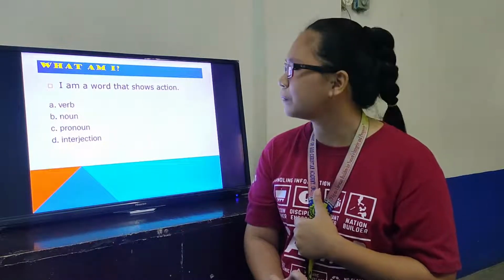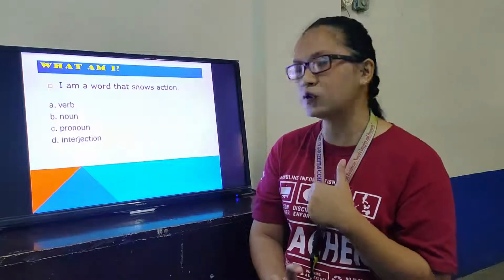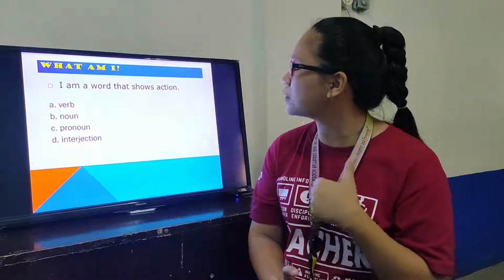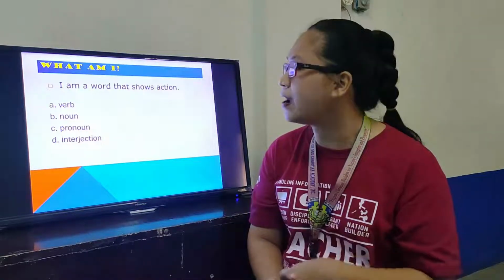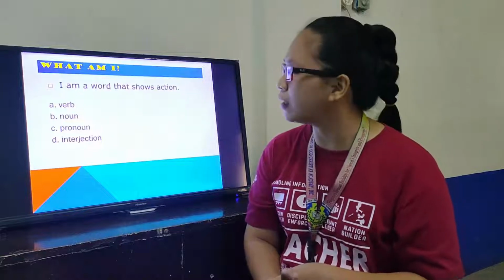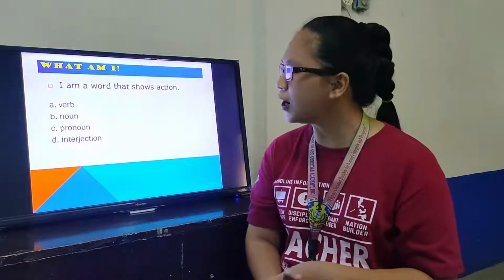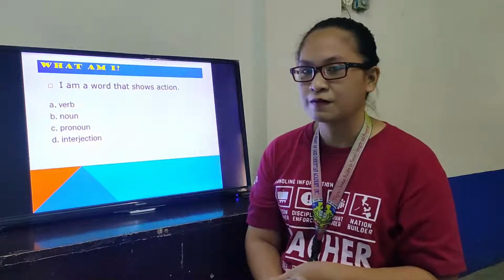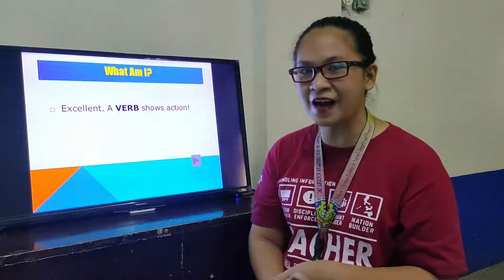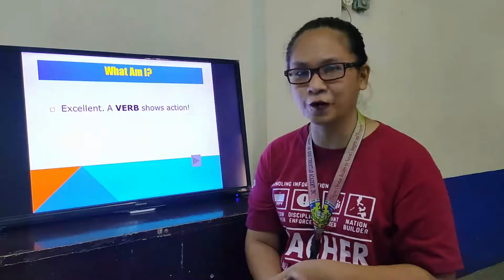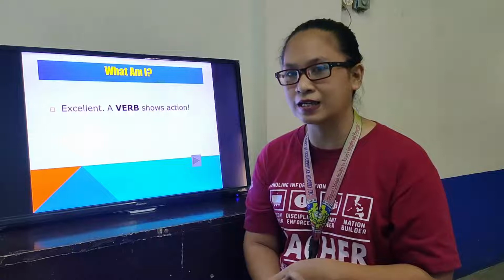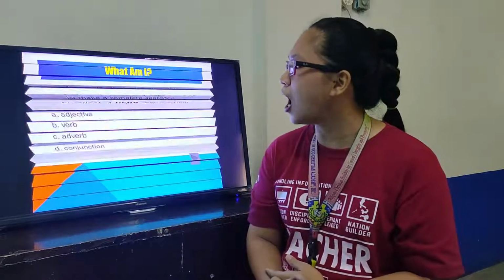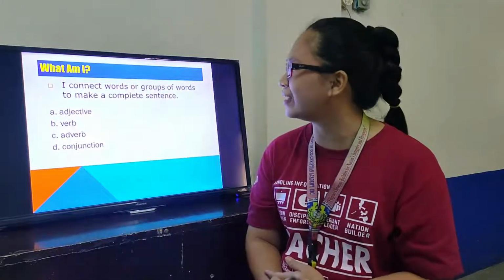What am I? I am a word that shows action. Again, I am a word that shows action. Is it letter A, verb, letter B, noun, letter C, pronoun, or letter D, interjection? Okay, correct. Your answer is verb because when it indicates an action, that is a verb. Good job. Let's now move on to the next one.